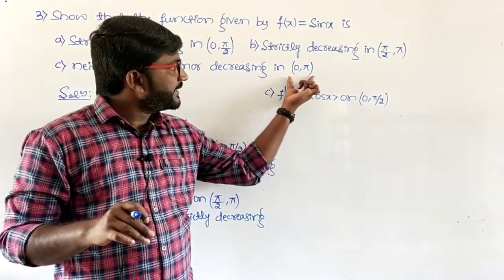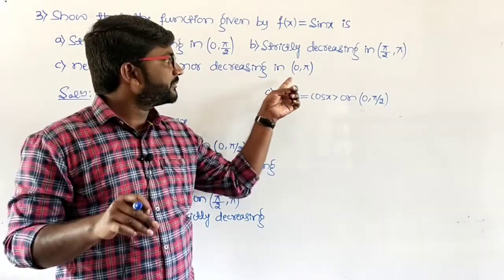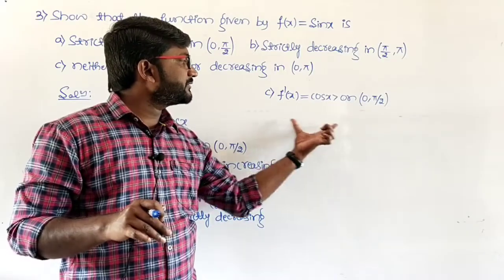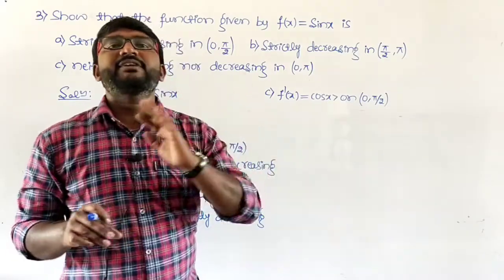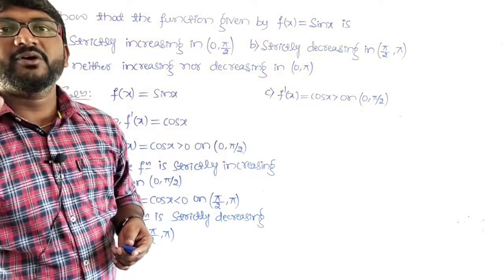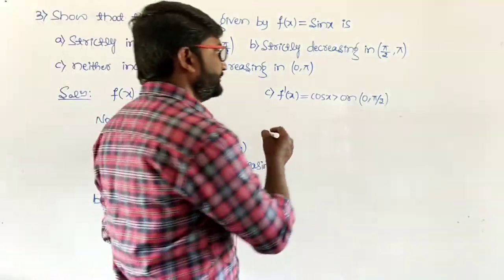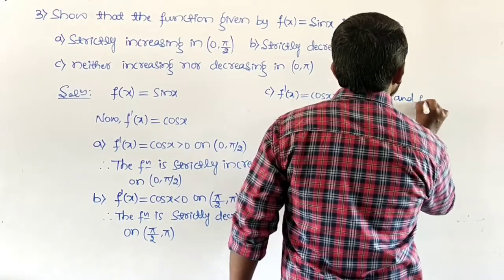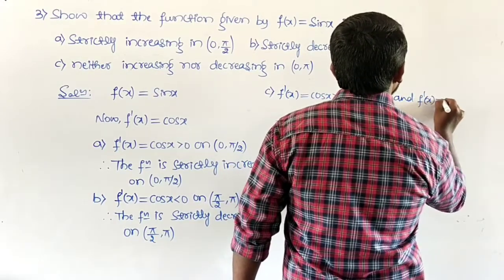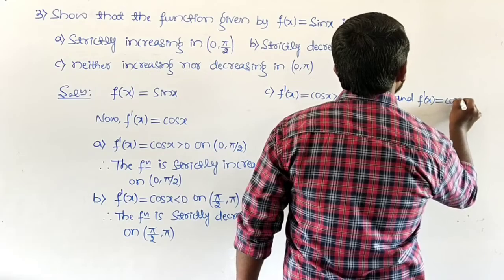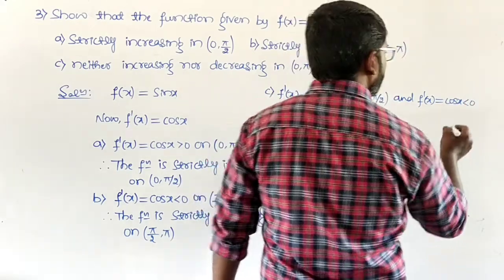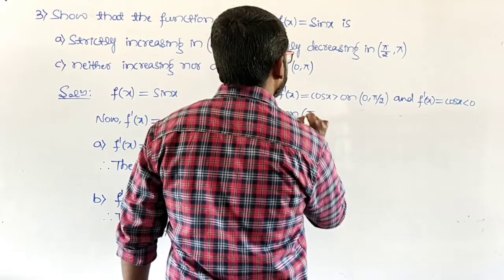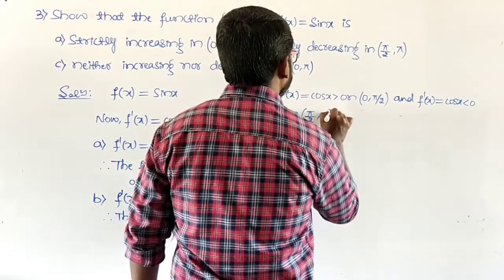That means in the same main interval, the main interval 0 comma pi, it is strictly increasing as well as strictly decreasing. That is why the function is neither increasing nor decreasing. So f dash of x equal to cos x is less than 0 on the open interval pi by 2 comma pi.